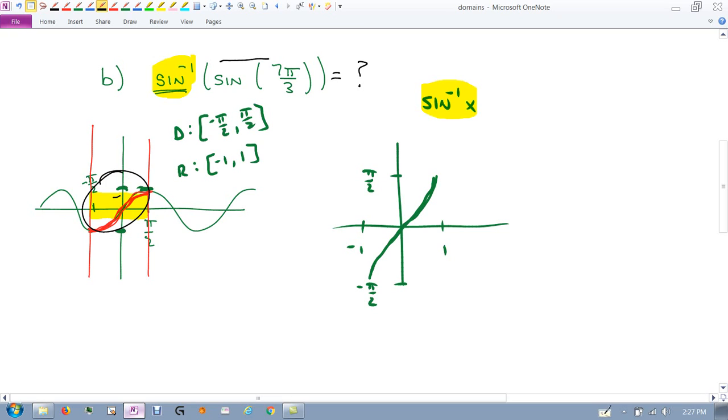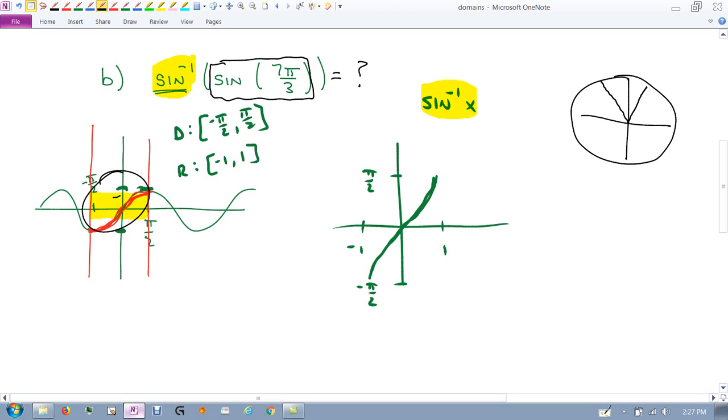So the first thing I'm going to do is just look at this right here. What is sine of 7 pi over 3? So I'm going to go back to my unit circle, and I'm going to start counting my way around here. We have pi over 3's here, 2 pi over 3's here, 3 pi over 3.